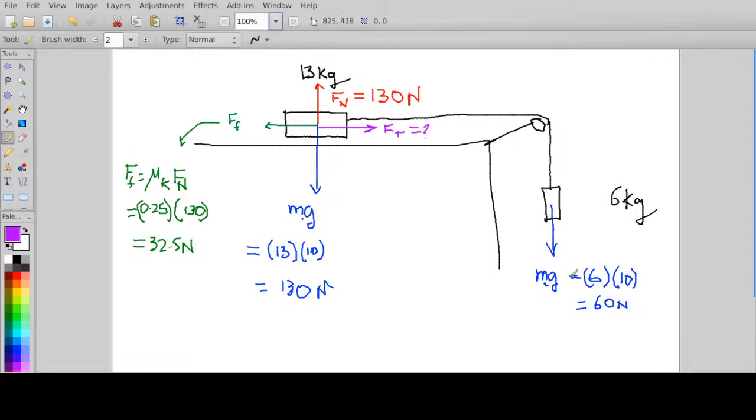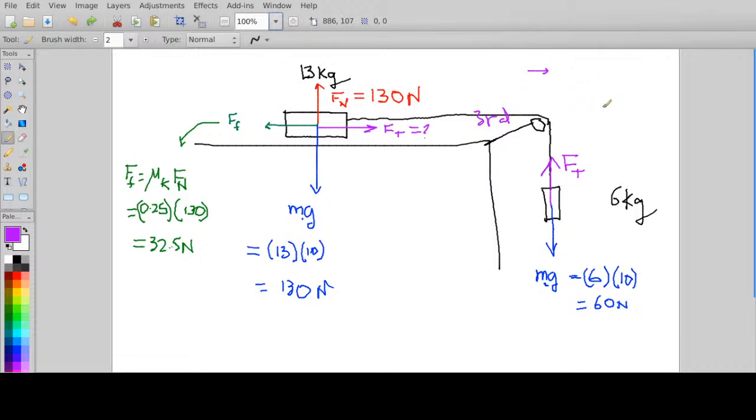Let's see what we can do over here. For the 6 kilogram box, well, we got the gravity, 60 newtons, and the other one is going to be the tension up like that. And these two, that one and that one, they are equal to one another. The reason they're equal is because of Newton's third law. Now the third law technically says that for every force in one direction, there's an equal but opposite force in the other direction.